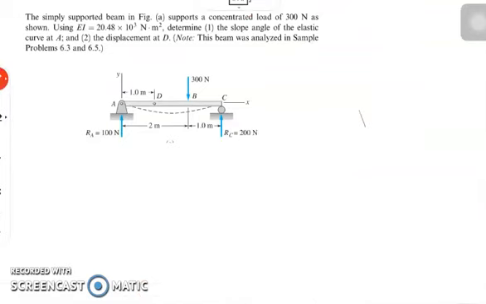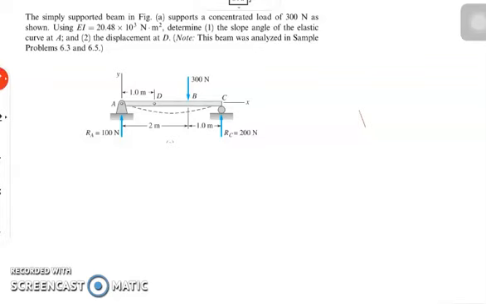The second problem is, the simply supported beam as shown in the figure supports a concentrated load of 300 Newton as shown. Using EI, which is 20.48 times 10 to the third Newton meter squared, determine letter A, the slope angle of the elastic curve at point A, and letter B, the displacement at point D.